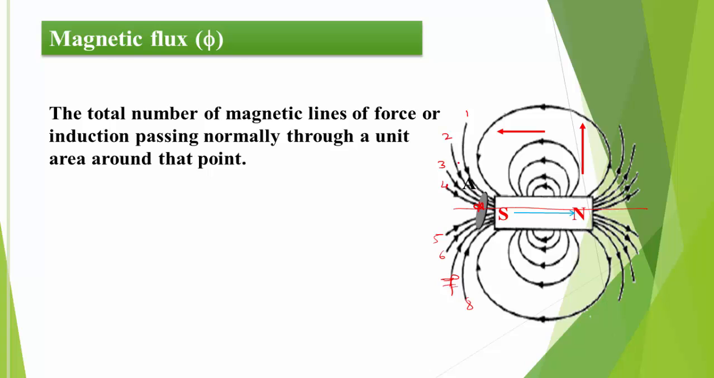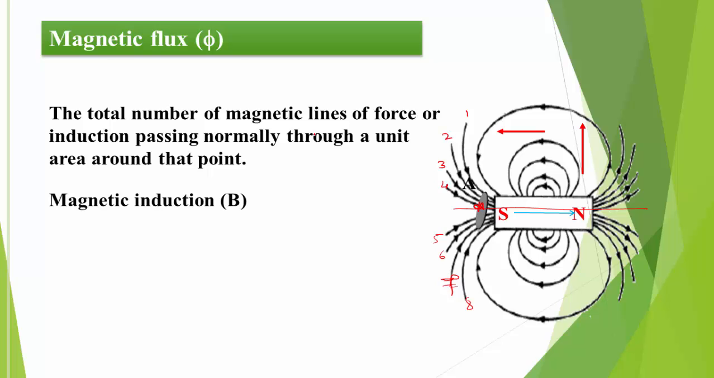Induction passing normally through a unit area. This is the unit area around that point. This is called magnetic flux. And using this magnetic flux, we will define the Gauss law in magnetism.